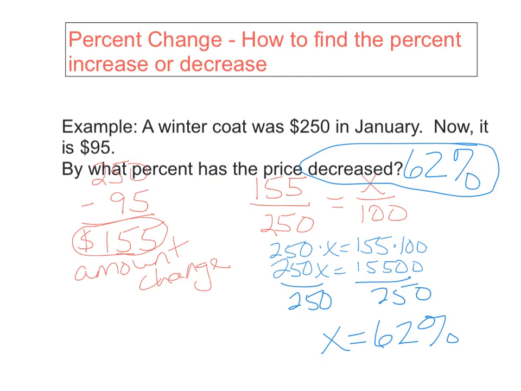So remember that we have to find the amount of change. That's the biggie, because a lot of people want to put the 95 in the proportion, and you don't do that.